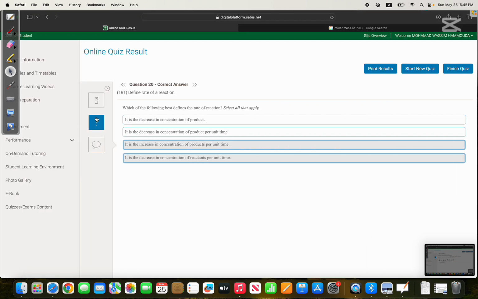Number 20. Which of the following best defines the rate of reaction? It is the increase in concentration of products per unit time, and it is the decrease in concentration of reactants per unit time.